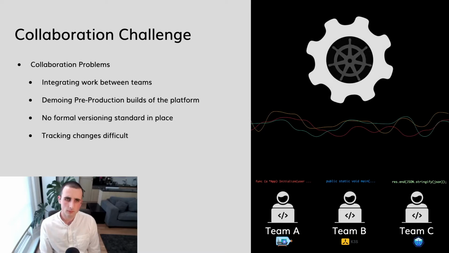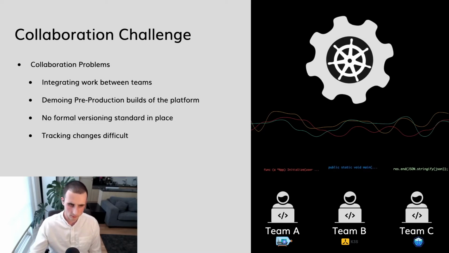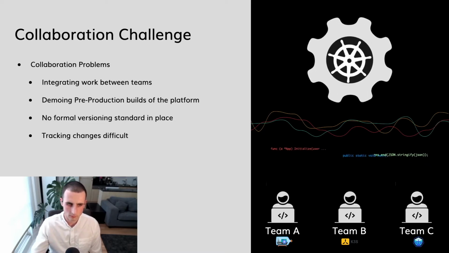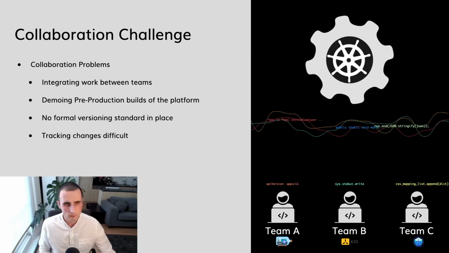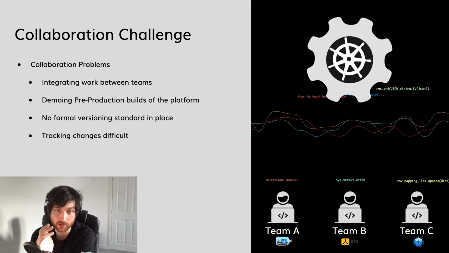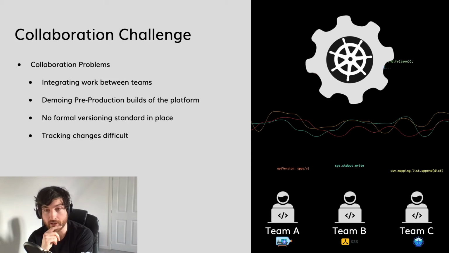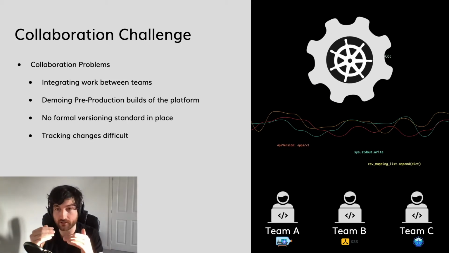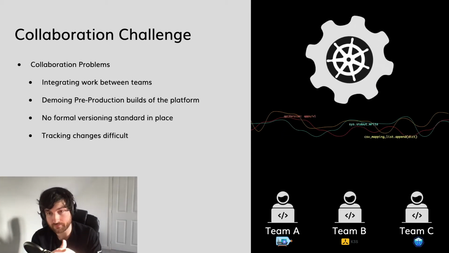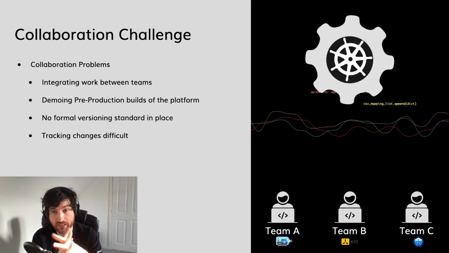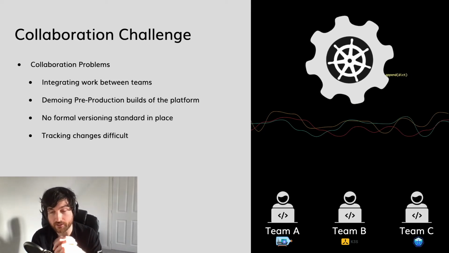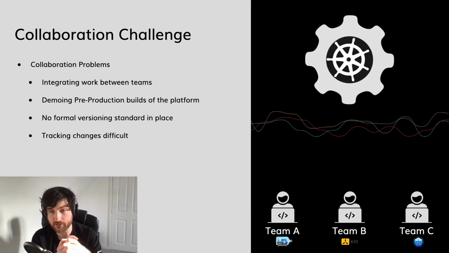Tracking changes and versioning, there wasn't really any of that. It was a bit of a mishmash, especially when you've got third parties involved as well. That's when it really gets complicated. So it would often be a case of just getting some automated tests running in a container, standing up a temporary cluster, Minikube or something like that even, just to get some end-to-end tests to run.